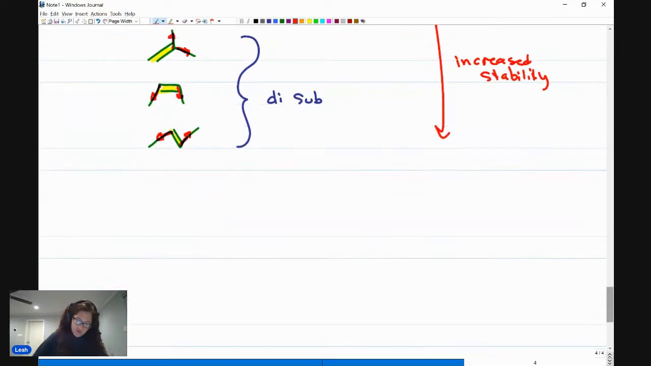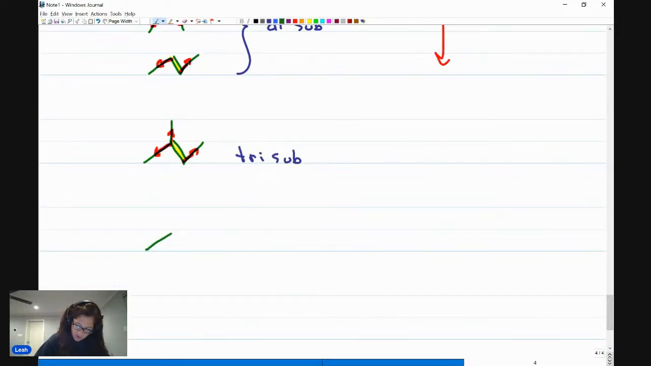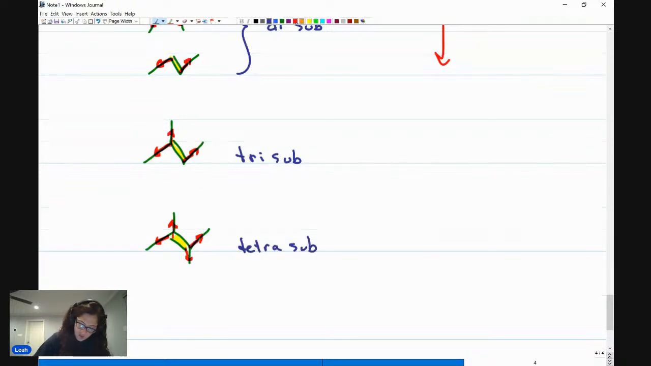If I continue this trend and I draw a pi bond with 3 substituents, let's prove it with the highlighter trick. Highlight the pi bond. 1, 2, 3. This is tri-substituted. And then, last but not least, I draw the pi bond with 4 substituents. Let's prove it with the highlighter trick. And I have 1, 2, 3, 4. This is tetra-substituted. And this one here is the most stable.